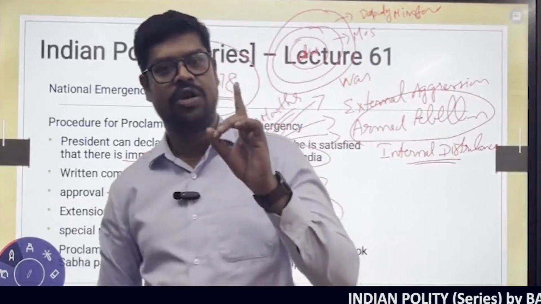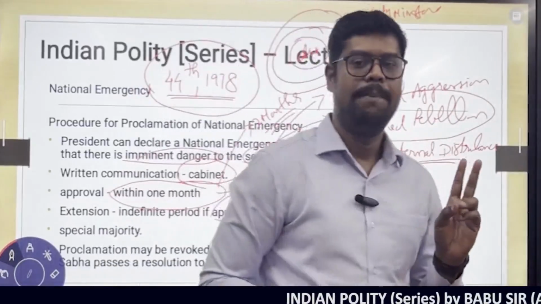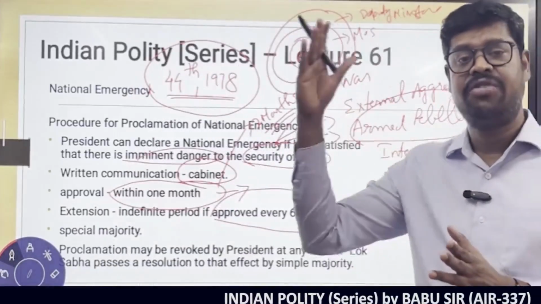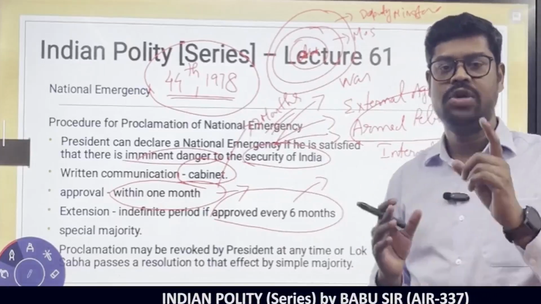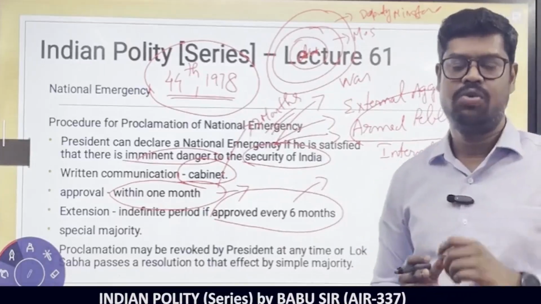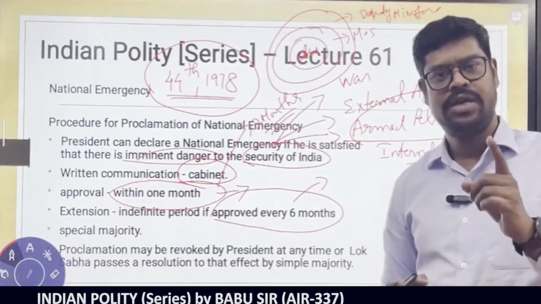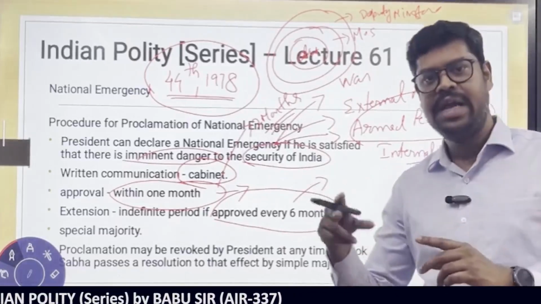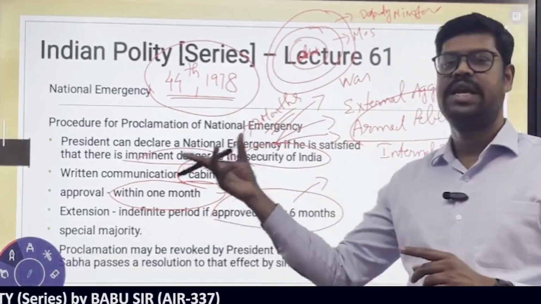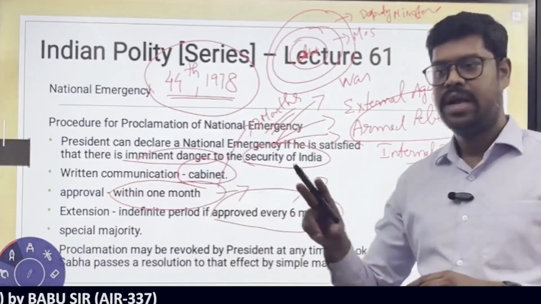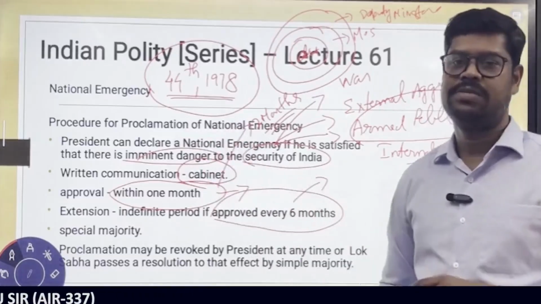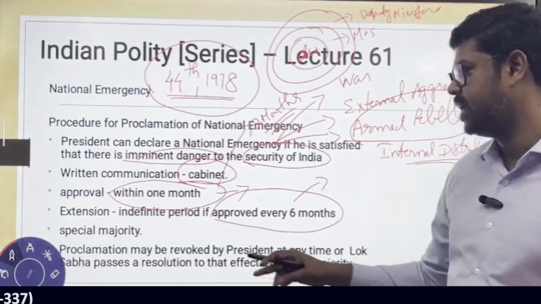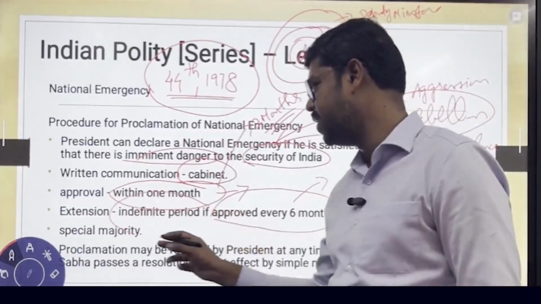See, the president will proclaim the emergency only once, but it can be extended indefinitely by the parliament. So, who is the authority to extend the national emergency once it is proclaimed by the president? It is only the parliament. Every time the parliament approves, the emergency can continue for another 6 months. And then again if approved, it can continue for another 6 months. In this way, how long can it be extended? It can be extended for an indefinite period.